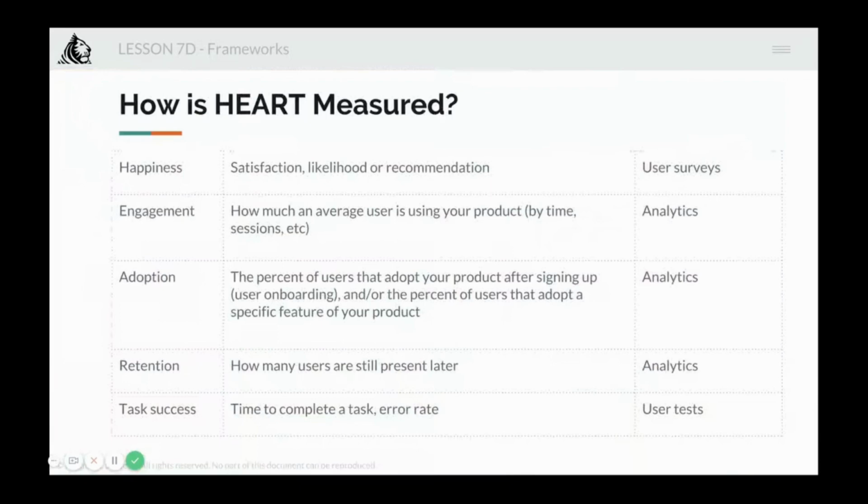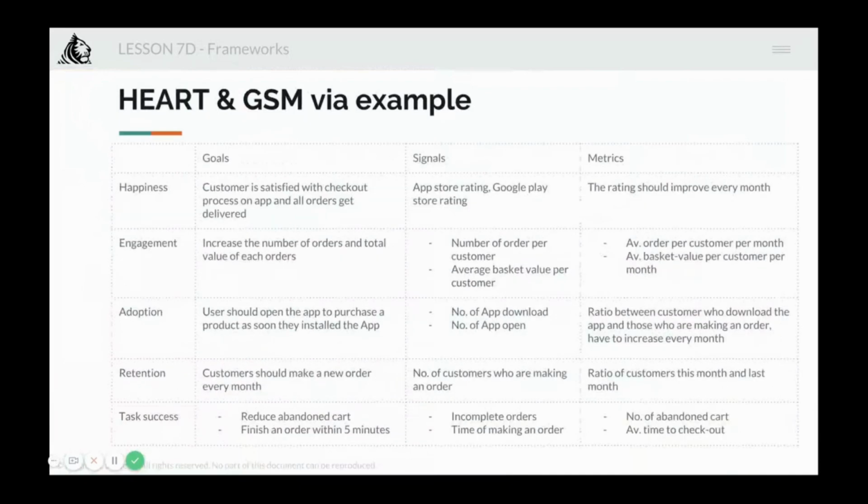And finally, T stands for task success. How successful was the user in doing the task he used the product for? How long did he take and what was the error rate? You measure this via user surveys. Now, as you can see in this diagram, I've just listed out what each of these metrics measures and how it can be measured.